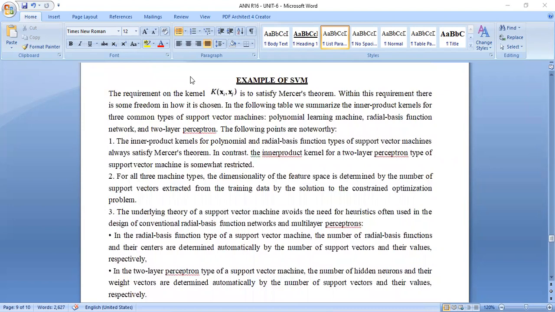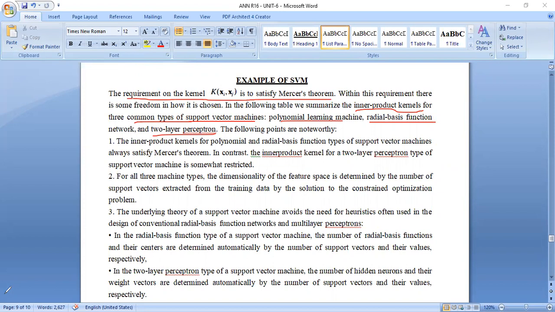So what are the statements here? Let us see. The requirement on the kernel is to satisfy Mercer's theorem. The kernel is represented by k of xi comma xj, and inner product kernels are used for three common types of support vector machines. What are those three common types? Polynomial learning machine, radial basis function network, and the third one is the two-layer perceptron, as we just discussed.